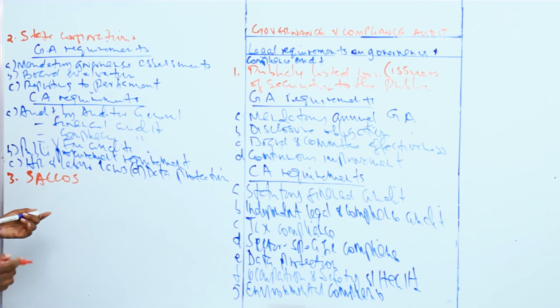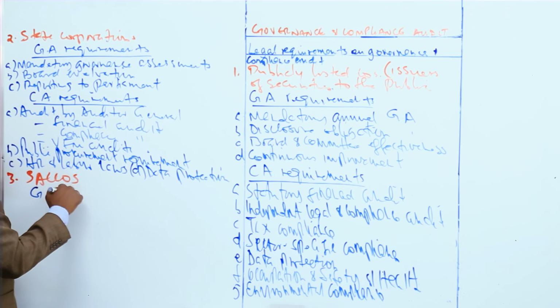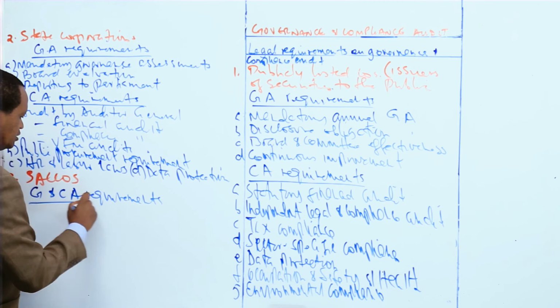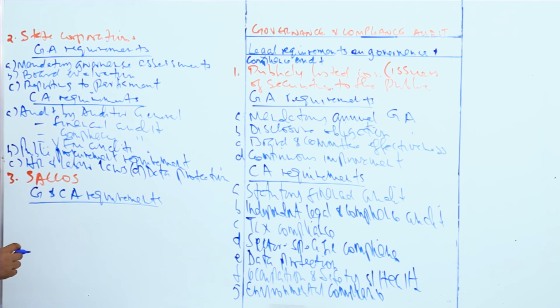All right. So what are the governance and compliance audit requirements? They include, number 1, SASRA oversight. Okay? They include SASRA oversight. Because we have the deposit-taking SACCOs that are highly regulated by SASRA, which sets stringent requirements for governance, for risk management, for capital adequacy, and also liquidity. That's the first requirement.